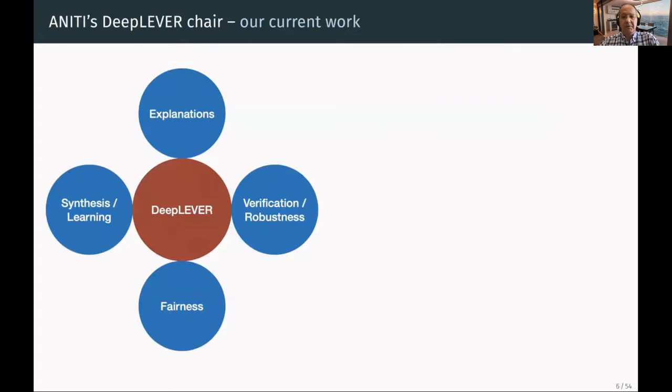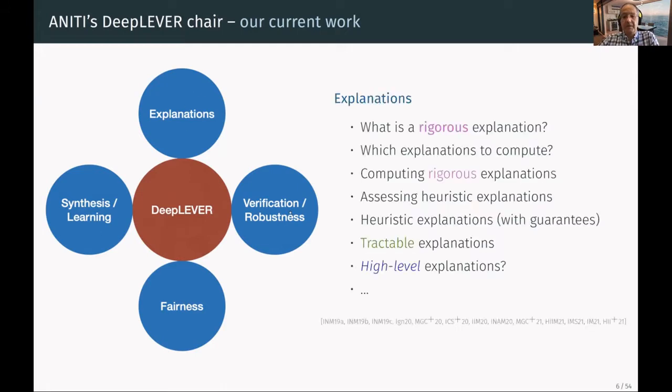So what we have been doing for the last 2 years is we have a chair in ANITI in Toulouse, and what we are doing is applying formal methods in different areas of machine learning, and at the intersection of machine learning and formal methods. So explanations, fairness, learning, and robustness. And most of the work until now has been on explanation.